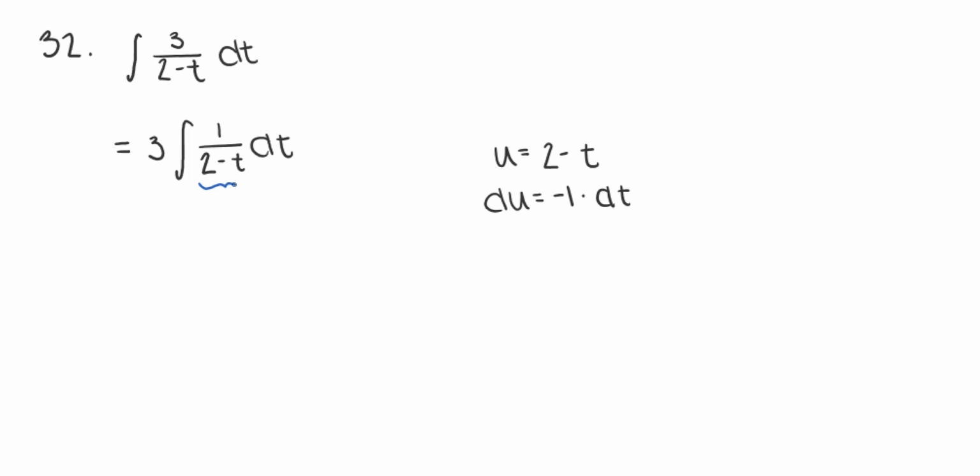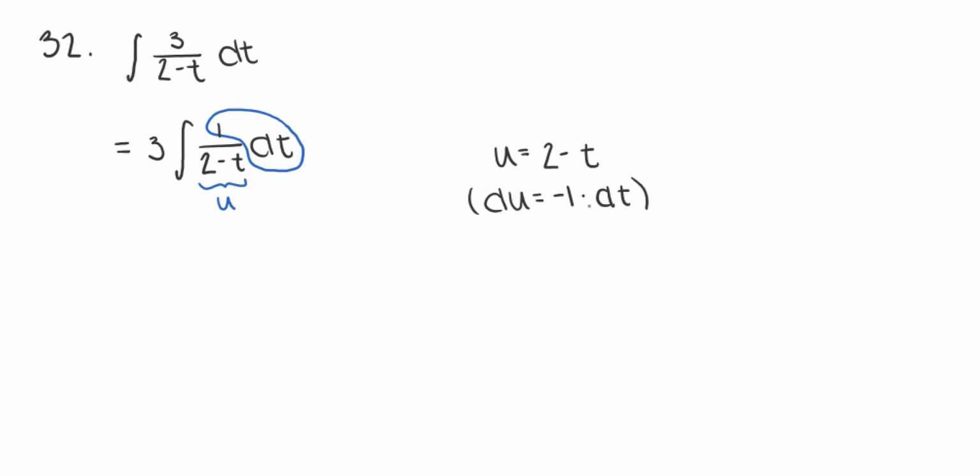So we get that this denominator is our u, and this 1 dt, we only have 1 dt, but in our du, we have a -1 dt. So we want to multiply this du by some number. We can only do a number so that it matches with the information we're given.